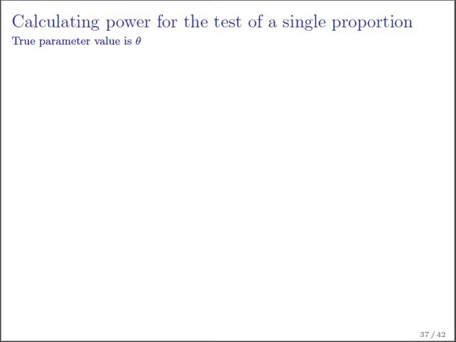So let's do it for this particular easy example that we've been doing. And this is the pattern that one would follow for more complicated problems too. The true parameter value is theta. For some value of theta that's not a half, we want to calculate the power. If theta equals a half, that's the null hypothesis value, and the probability of rejecting would be 0.05. But if theta's not a half, then we want to calculate the power.